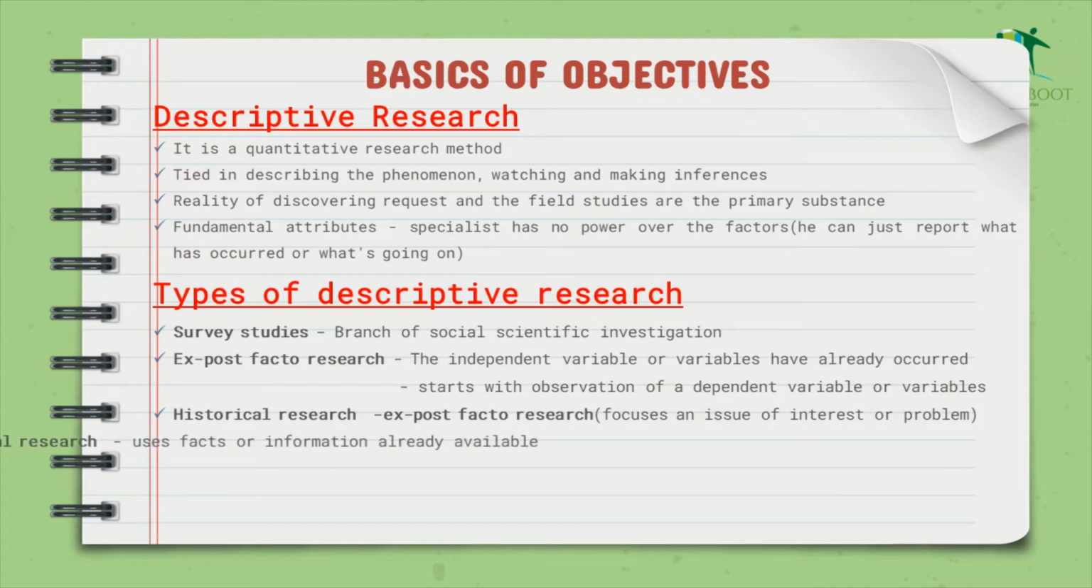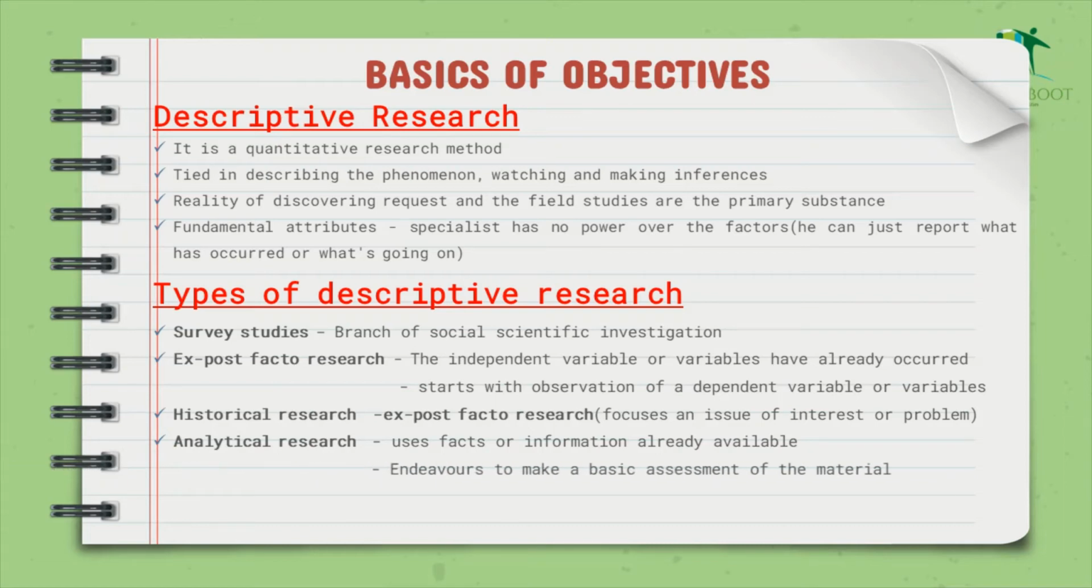So the fourth one is analytical research. It uses facts or information already available. The analytical researcher always makes use of the basic materials that already exist. So as I said earlier, the endeavors are basic materials.